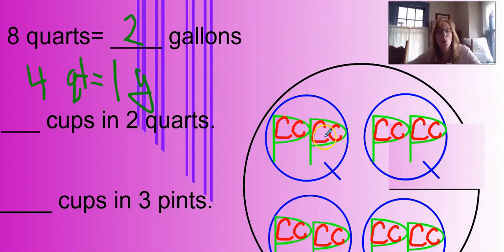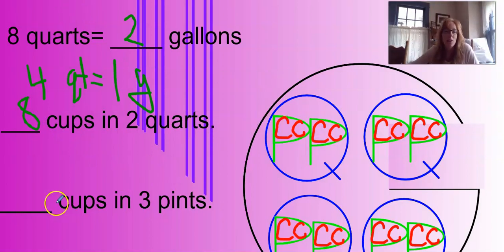So they want to know 2 quarts, blank cups in 2 quarts. So here's 1 quart, here's 2 quarts, and if you count up to 4, 6, 8. So hopefully you got that there were 8 cups in 2 quarts.